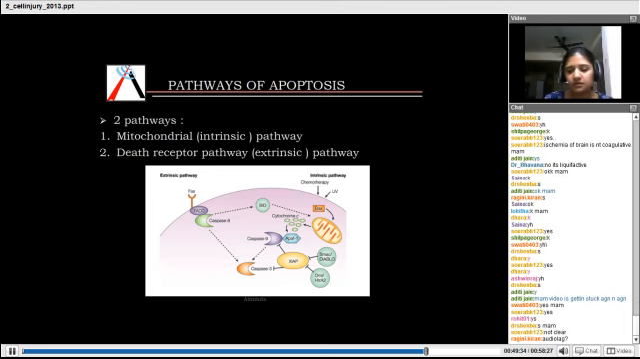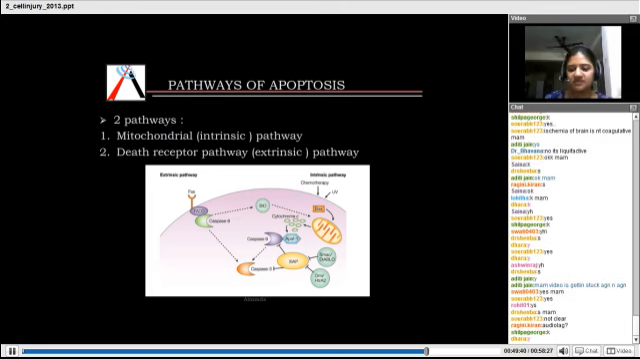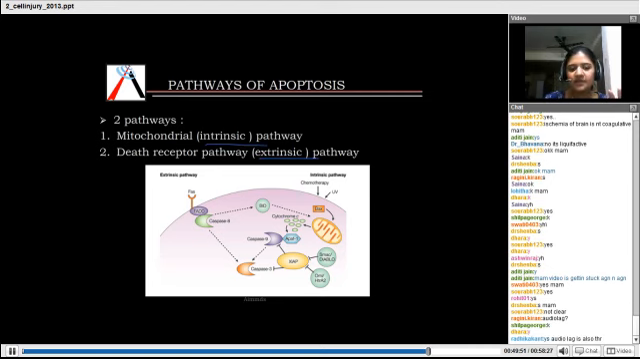We have talked about pathways of apoptosis. Like how you see in a coagulation cascade, you have an extrinsic mechanism and an intrinsic mechanism, similarly in apoptosis, you have two pathways. You can just simply write a note on this. There are two pathways in apoptosis also. We have an intrinsic pathway and we have an extrinsic pathway.